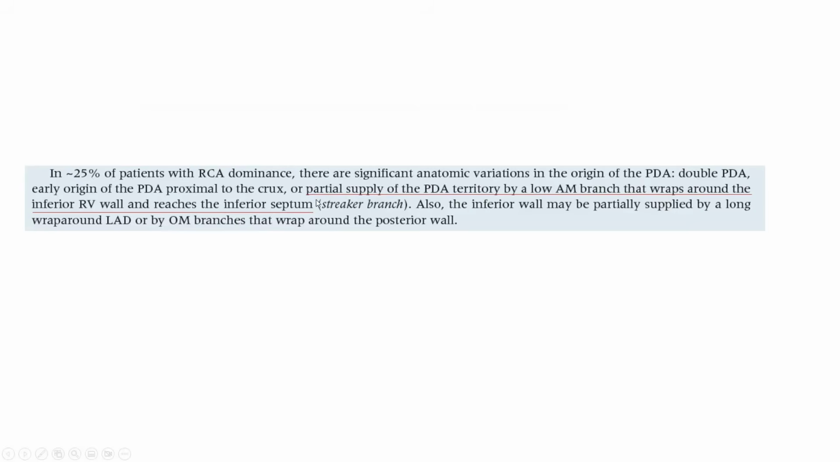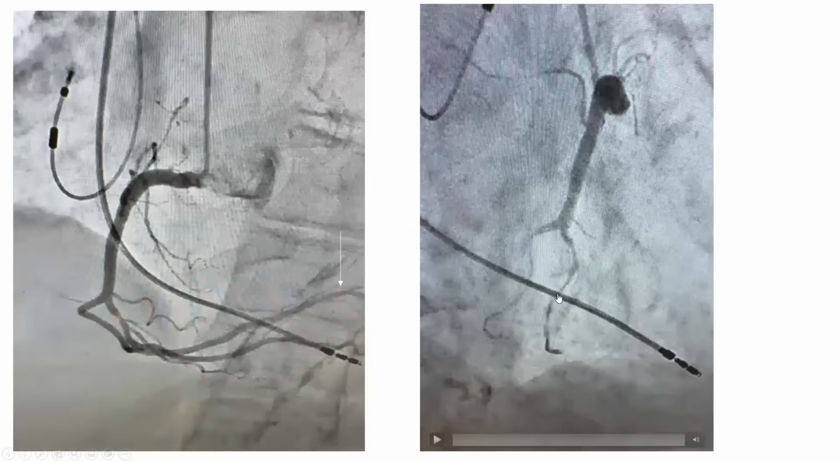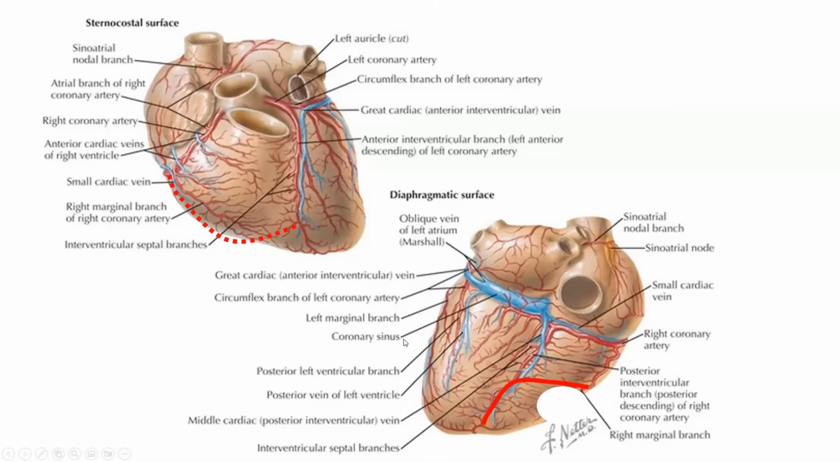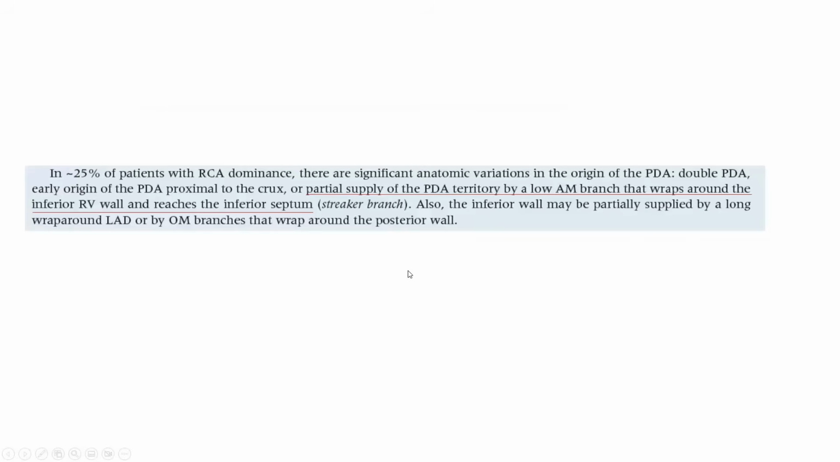And there is this variation here where you have partial supply of the distal PDA territory by a low-lying, that's what we call it, low-lying acute marginal branch that wraps around the inferior RV and reaches the inferior septum. So this is really an acute marginal. It's important to know in decision-making, because here's the question: do we fix acute marginal, and when do we fix them?